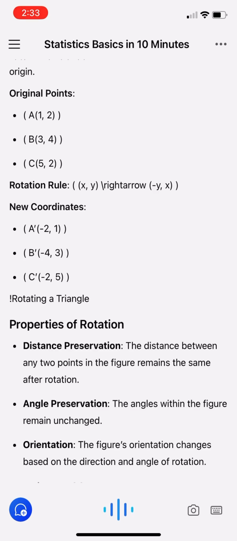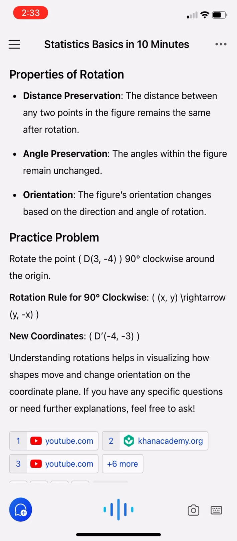Properties of rotation. Distance preservation: the distance between any two points in the figure remains the same after rotation. Angle preservation: the angles within the figure remain unchanged. Orientation: the figure's orientation changes based on the direction and angle of rotation.